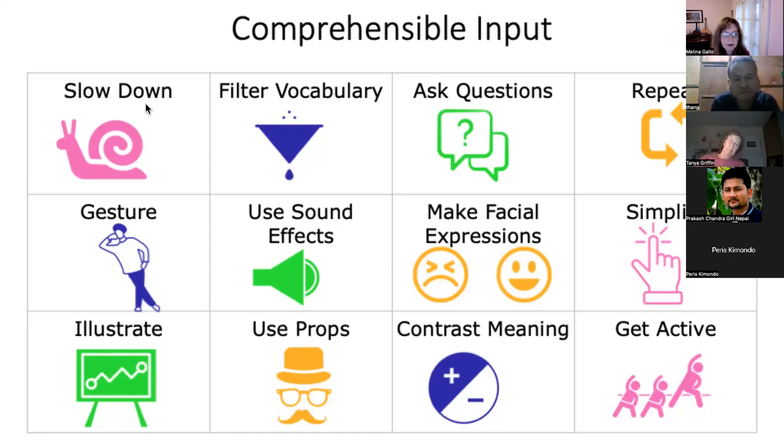And then in the bottom row, the first one we have is illustrate. If I have a whiteboard, I'll make drawings on the board. Even if you're using Zoom or Google Meet. With Google Meet, you can use Jamboard. With Zoom, you can use the built-in whiteboard, or you can just write on your PowerPoint presentation.